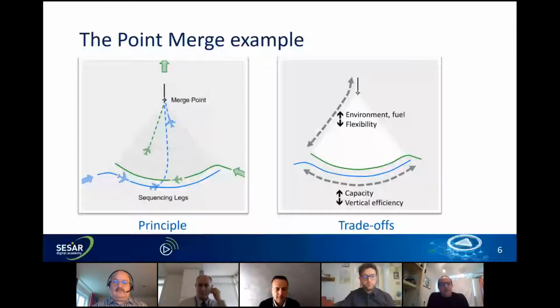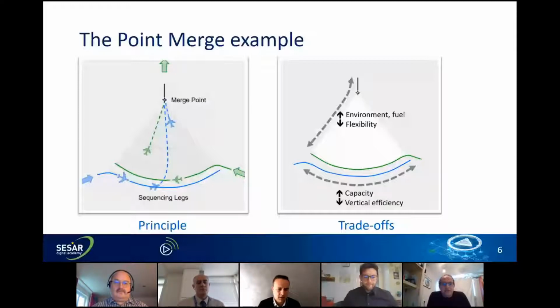Why did I choose this example? It's also exhibiting directly the relationship with the key performance areas, the KPAs, and the trade-off between those KPAs. Of course, you can imagine the longer your sequencing legs, clearly, the more capacity you will have to absorb these additional times in the terminal area. But at the same time, because in that example the sequencing legs are parallel and not laterally separated, you need vertical separation between those. This means vertical constraints in that part.